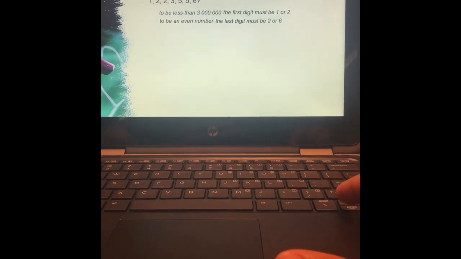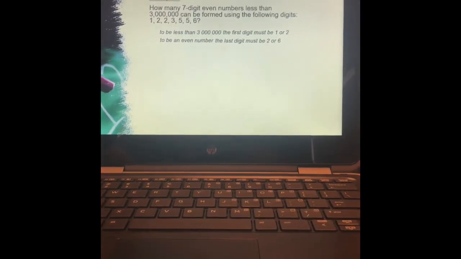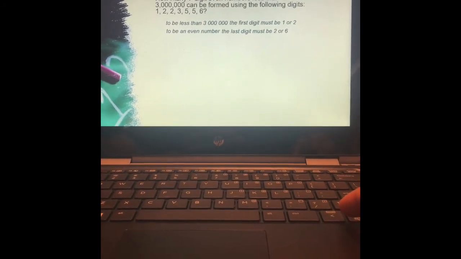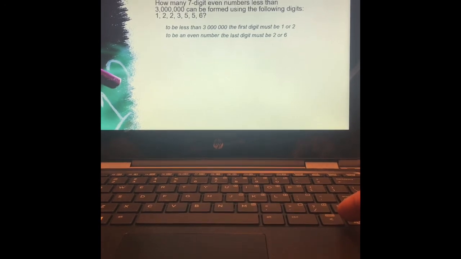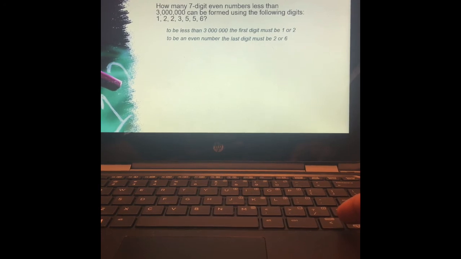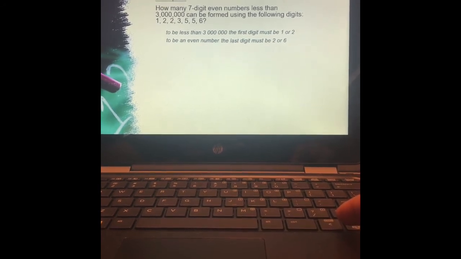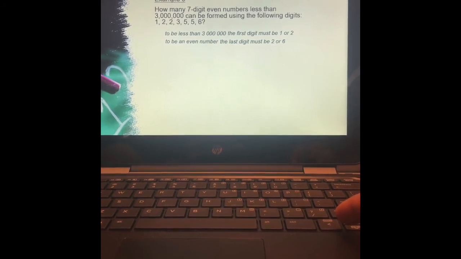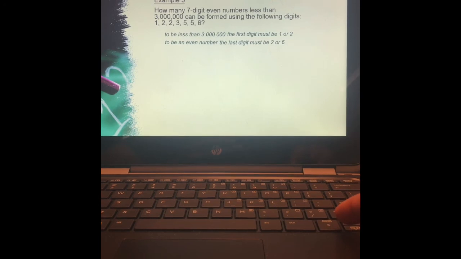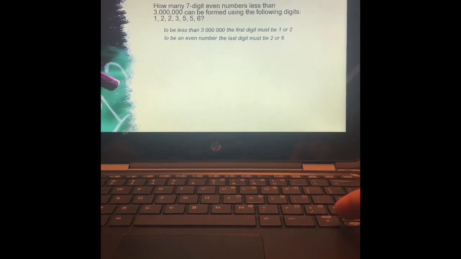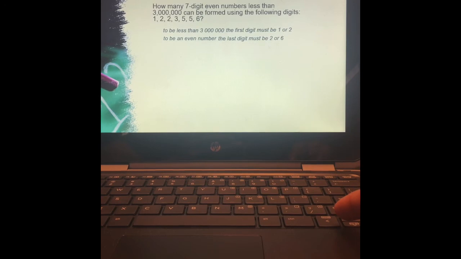This is the example I was telling you about. This is going to be a more complicated thinking type question. You're not responsible for this, but it might help you with your understanding. So how many 7-digit even numbers less than 3 million can be formed using the following digits? 1, 2, 2, 3, 5, 5, and 6. So they have to be even numbers. To be an even number, your last digit must be a 2 or a 6 because those are the only even numbers. And then to be less than 3 million, you need a 1 or a 2 going first.